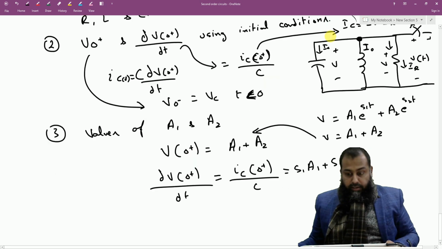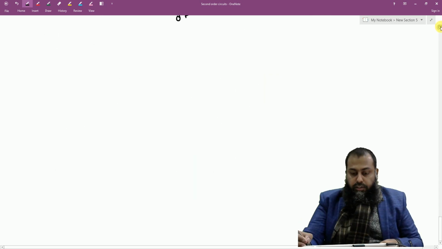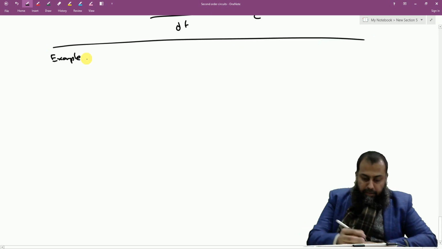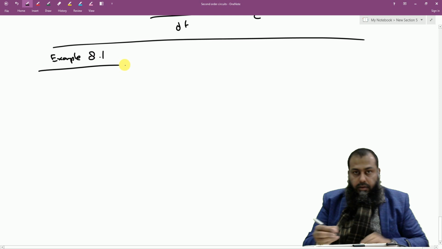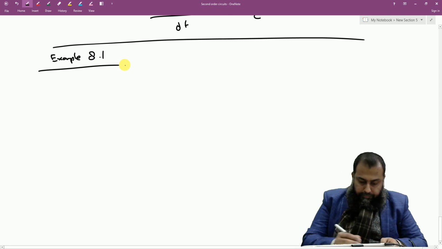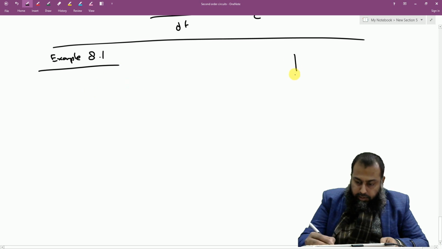So let us solve one example to check that we have understood this correctly. This is example number 8.1 from your reference book by Nilsson. So we have, let me draw the circuit here.